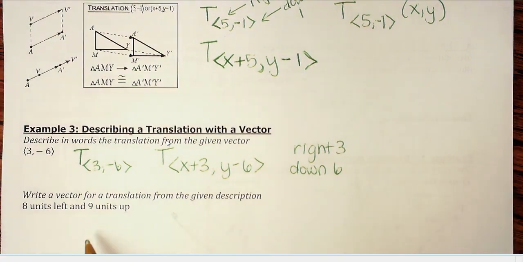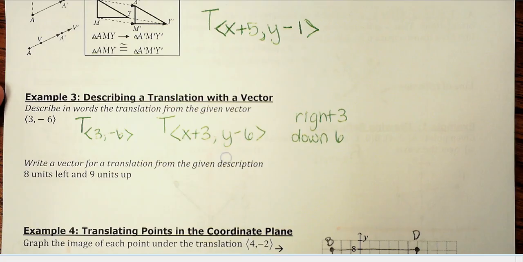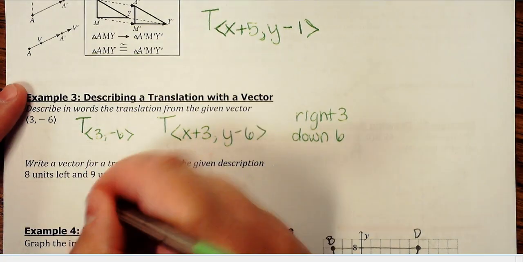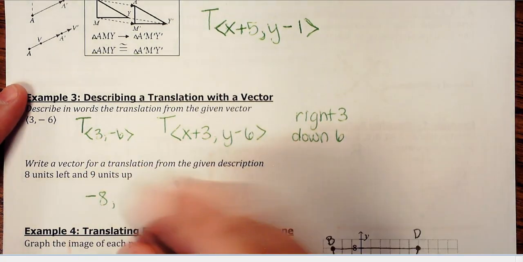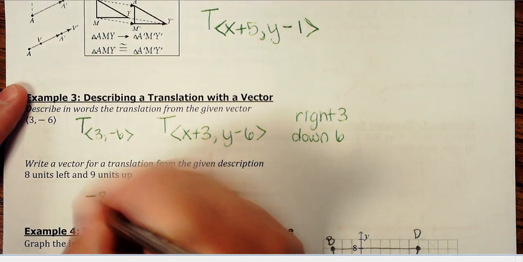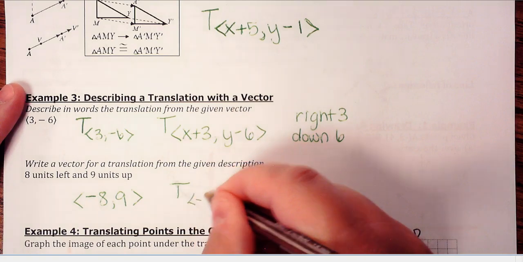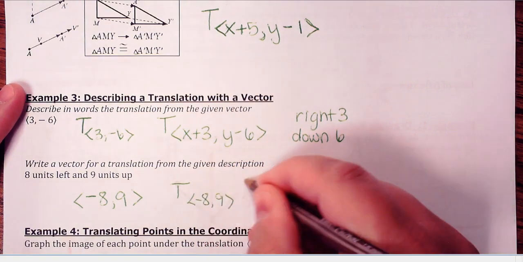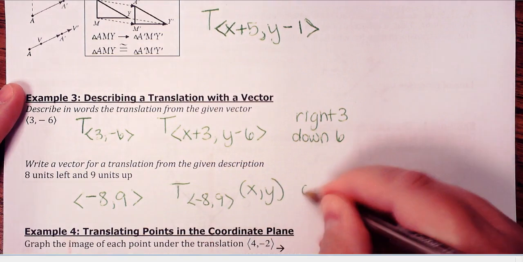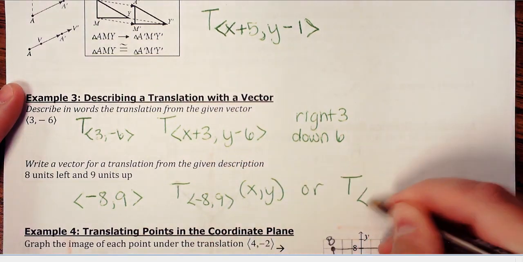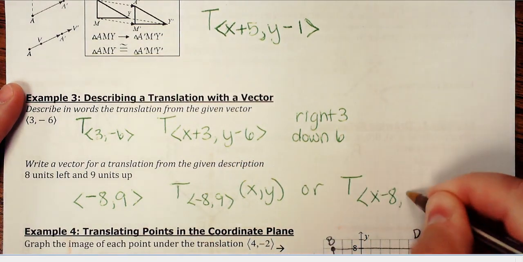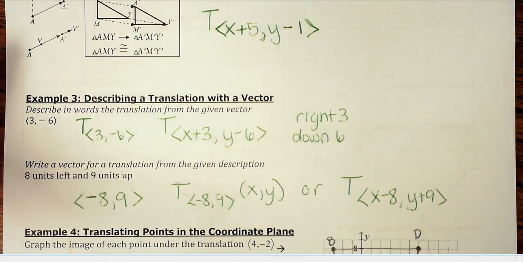And then make a vector for the translation. So if I'm going left 8, that would be -8, and up 9, that would be +9. So the vector, you could write it several different ways. Little notation, this is telling you the x, y, or translation, this would be x minus 8, y plus 9 in the vector, and that's just telling you what direction you're going to point the image.